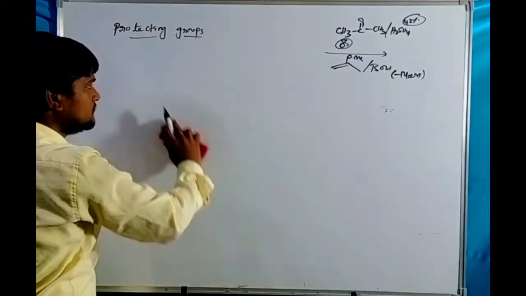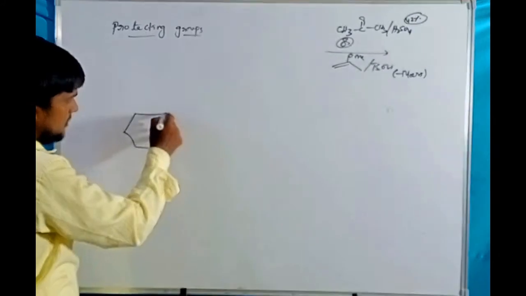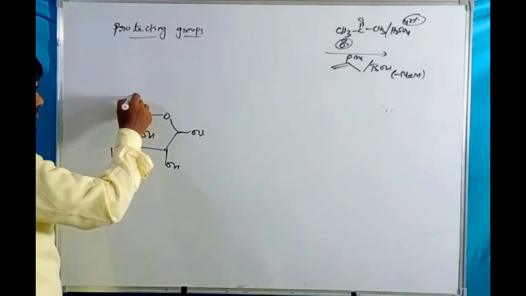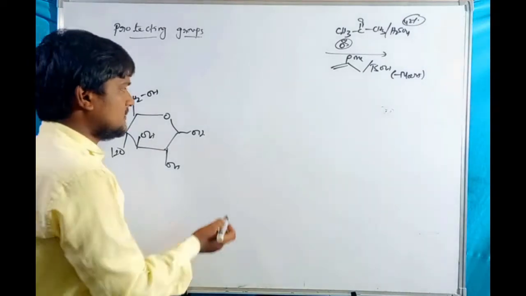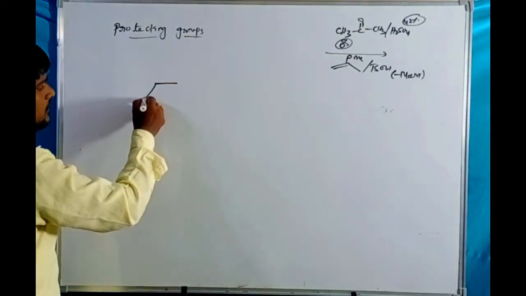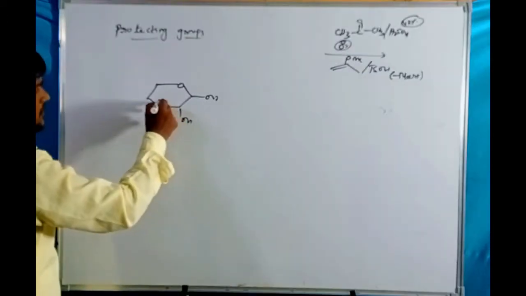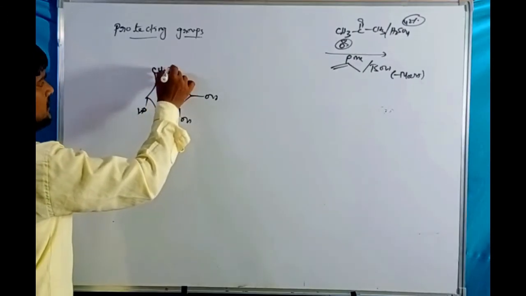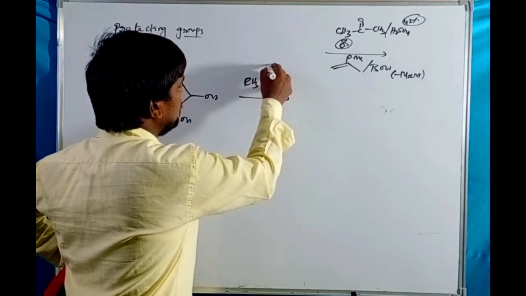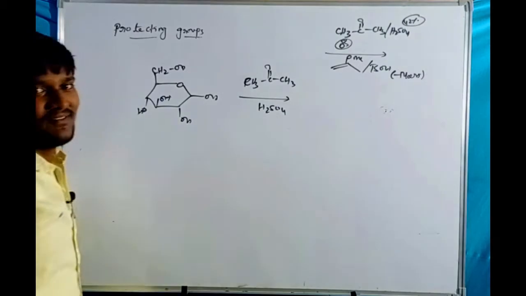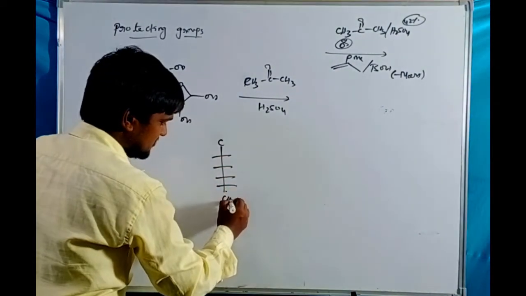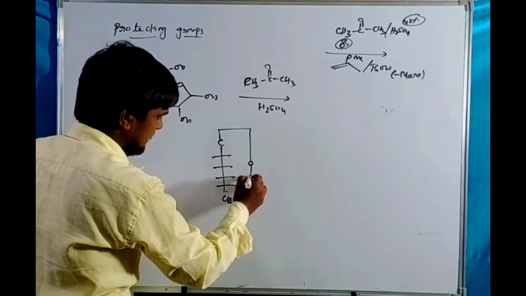Now we know the alpha-D-glucopyranose structure or beta-D-glucopyranose structure. This is the glucopyranose. OH is above the plane, and below the plane, CH2OH. I'll write the compound over here for page convenience: OH, OH, OH, OH, CH2OH, CH2OH. So whenever we use acetone, CH3 C double bond O CH3, in presence of H2SO4, it gives a rearranged product. Generally, here it is our glucose structure, CH2OH. Now here, this is the compound, a cyclic structure.